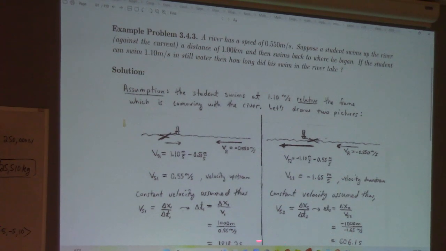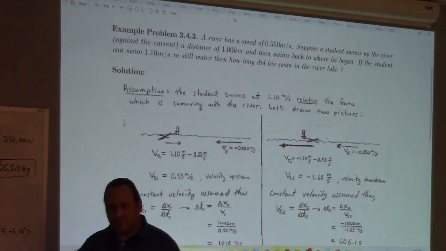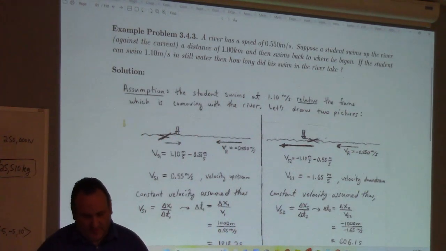And so you add those two times together, and that's the total time that it took him to make this swim. So this is all based on the simple formula I wrote a second ago.